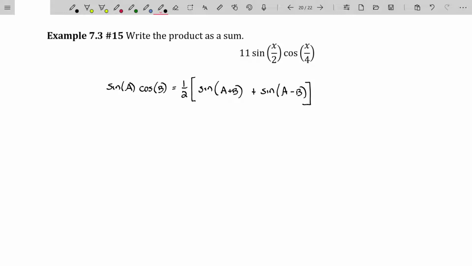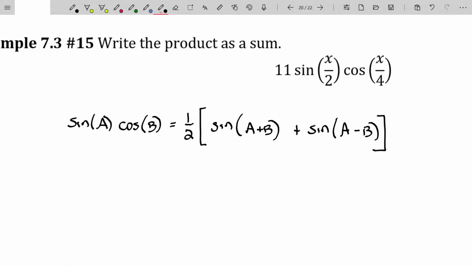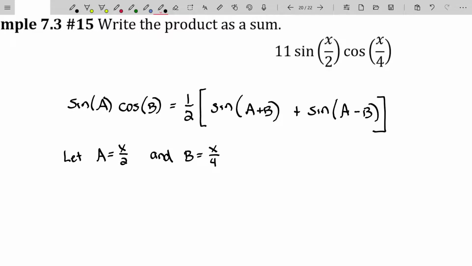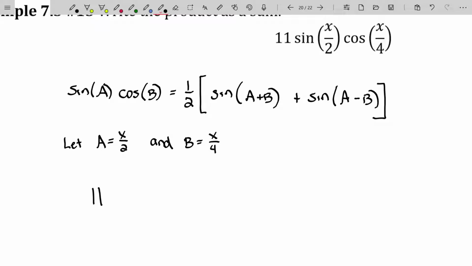And so we're just going to insert into this formula x over 2 and x over 4 for A and B. So in this case, we're just going to say let A equal x over 2 and B equal x over 4. I'm not a huge fan of following formulaic recipes, but the reality is that's what you're going to do here. So there's just no way around it. So 11 sine of x over 2 times the cosine of x over 4. This is mostly a plug and chug style problem.